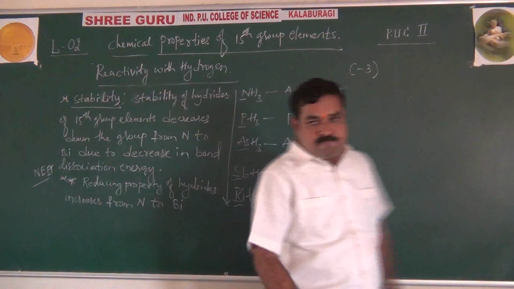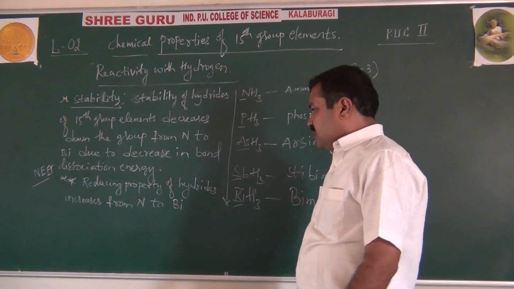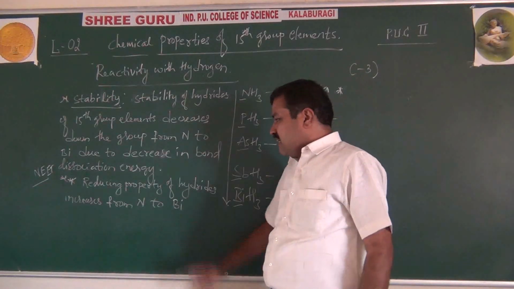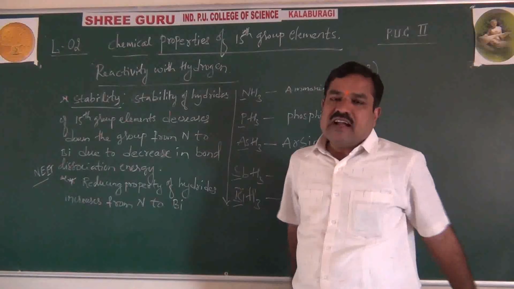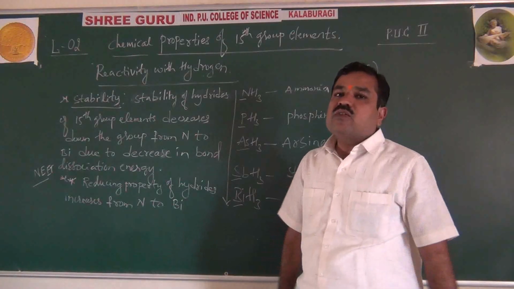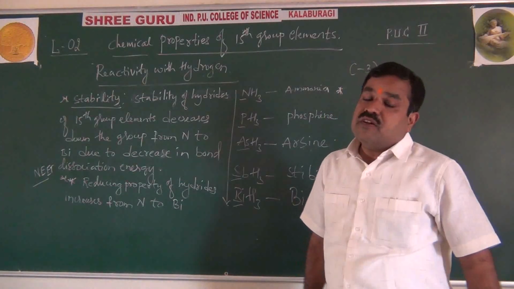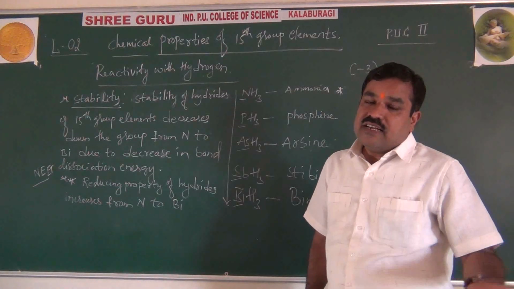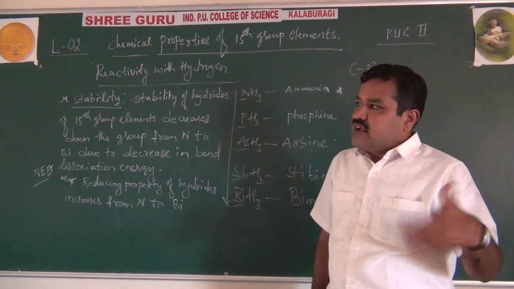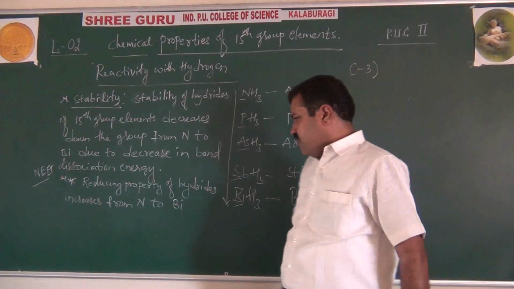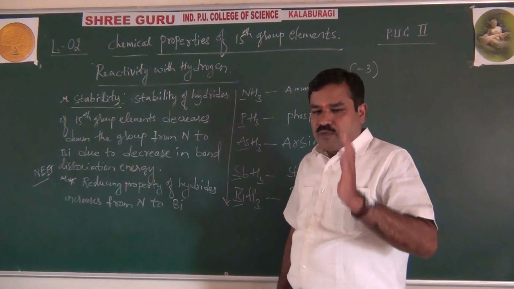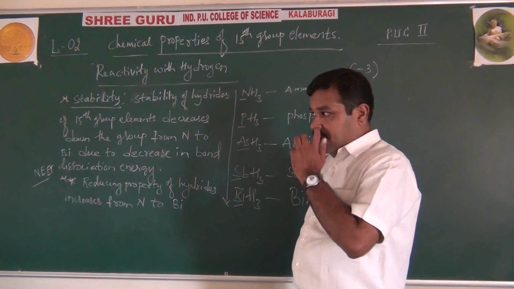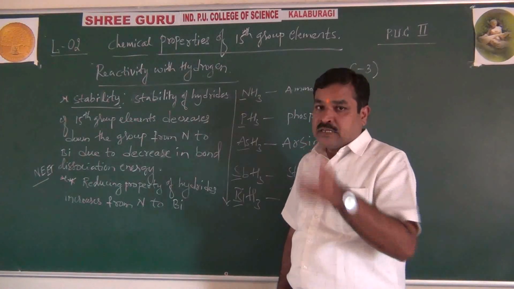That means, see, from nitrogen to bismuth, the reducing property of hydrides increases. Why? Because the ability to donate hydrogen becomes easy, because bond dissociation energy decreases. As it loses the hydrogen easily, the reducing property of hydrides increases. If you break the bond easily, hydrogen can be released, and acidic property increases.